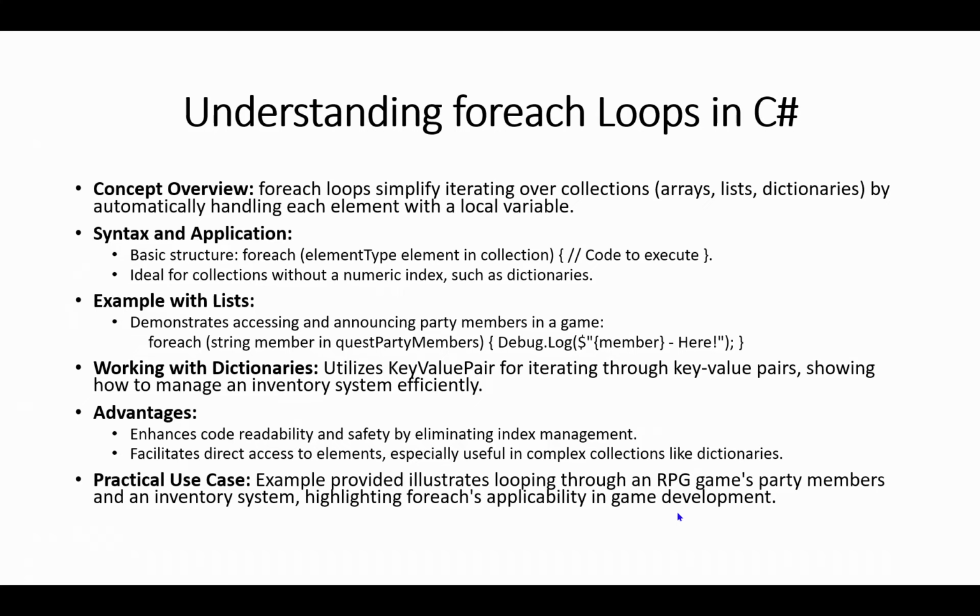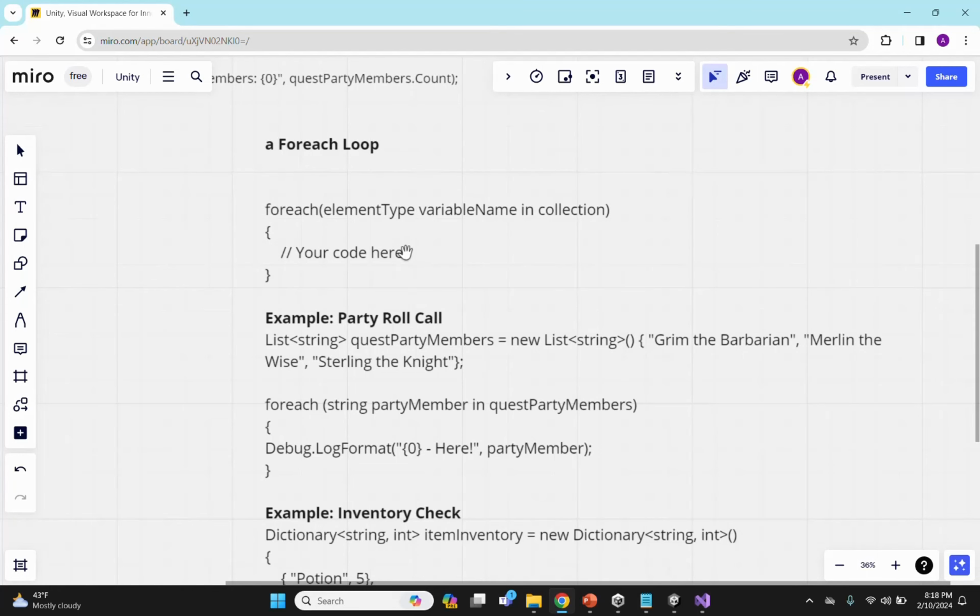Imagine you're sitting at a campfire with your quest party, and you want to pass around a health potion to each member. You wouldn't count them first or worry about their order. You'd simply hand the potion to each person until everyone has had a turn. So that's what a foreach loop does in programming. So this is the general structure of a foreach loop.